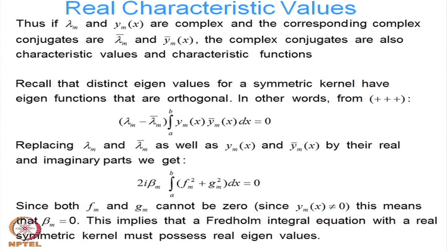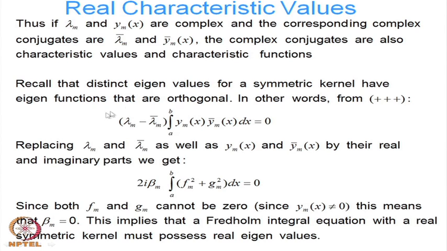So if lambda m and ym are complex eigenvalues and complex eigenfunctions, and the corresponding complex conjugates are lambda bar m and y bar m, the complex conjugates are also eigenvalues and eigenfunctions. We have just shown that. And recall that for distinct eigenvalues we have this condition. So, lambda m and lambda bar m are distinct eigenvalues because they are not equal. One is the complex conjugate of the other.